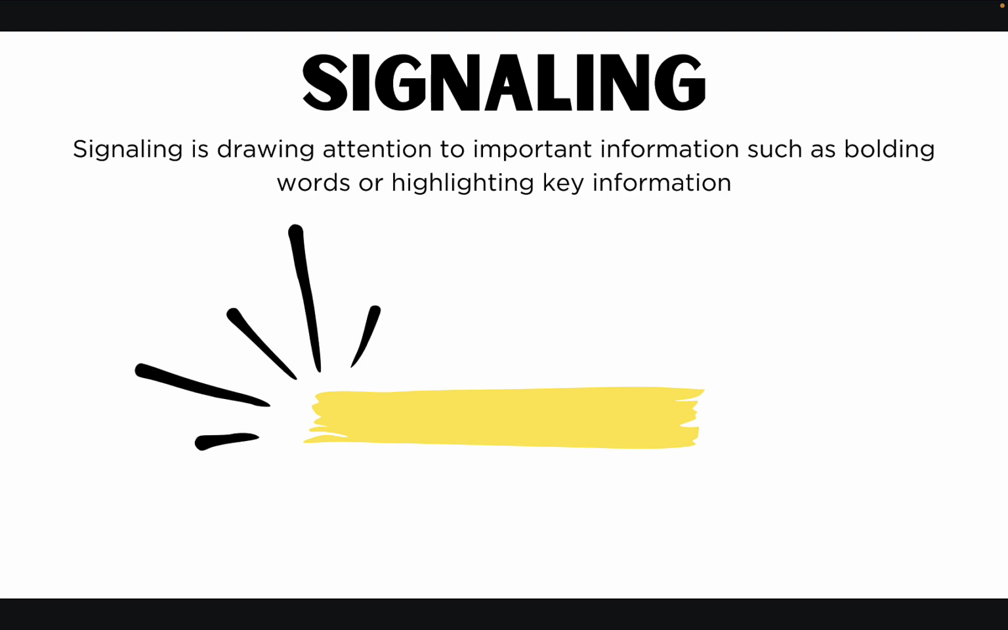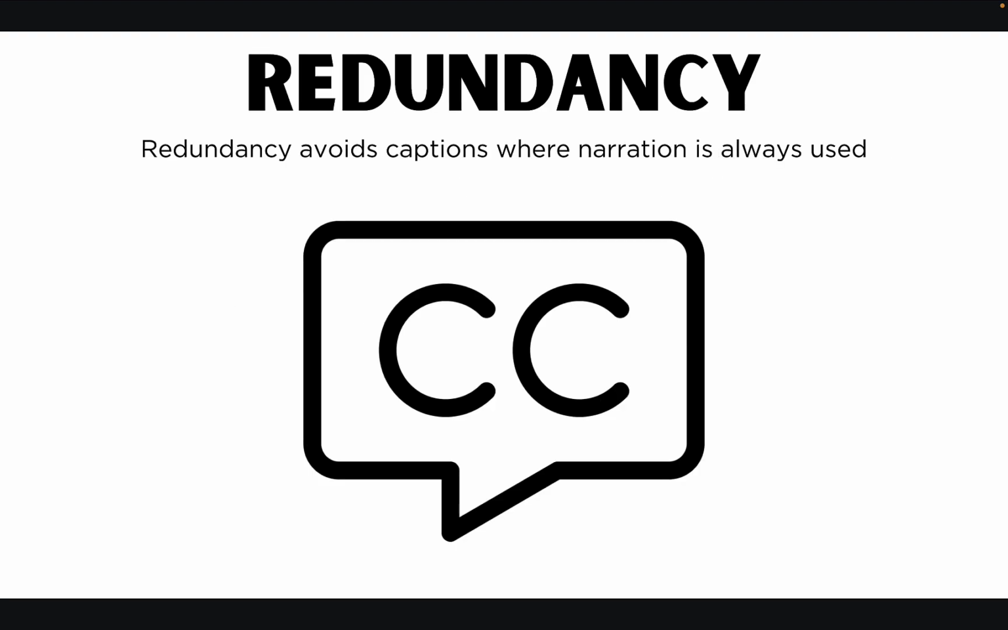Signaling can be as simple as bolding words or highlighting important information in guided notes or in PowerPoint lectures. To avoid redundancy, it's helpful to avoid captions where there is already narration being used.